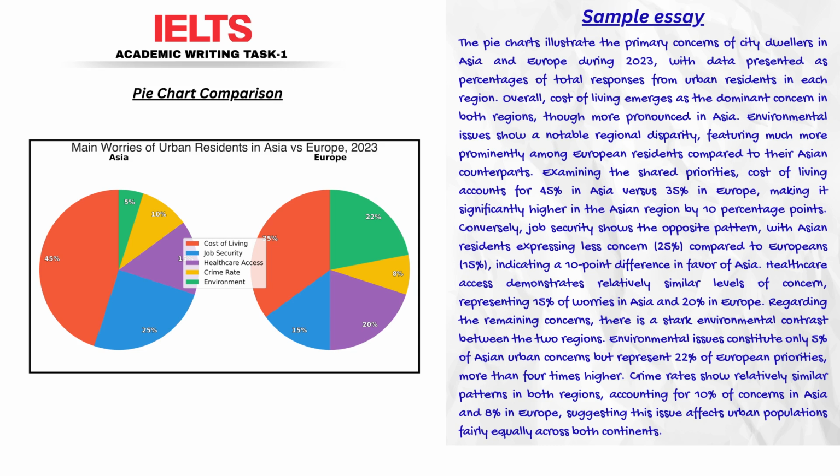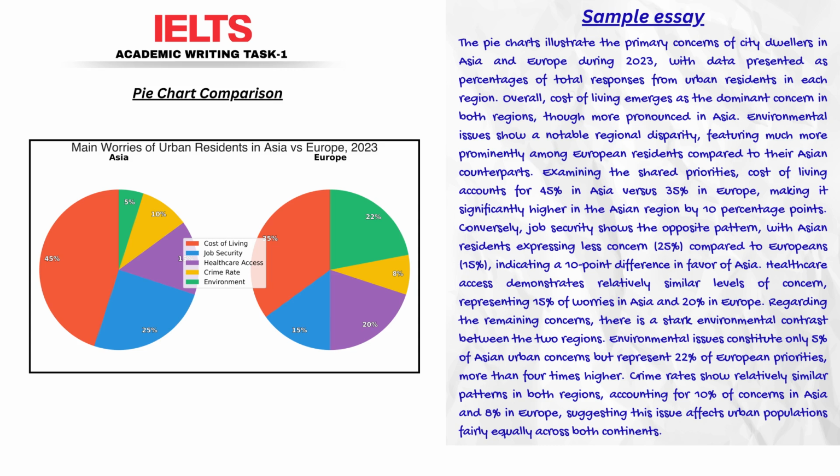Let's talk more about the vocabulary, or lexical resource. The essay is filled with comparative and analytical terms. Instead of simple words, we see phrases like dominant concern, notable regional disparity, featuring much more prominently, and stark environmental contrast. This sophisticated vocabulary shows analytical thinking.